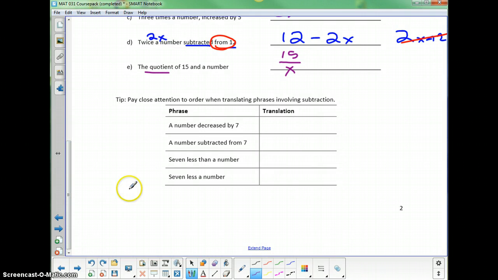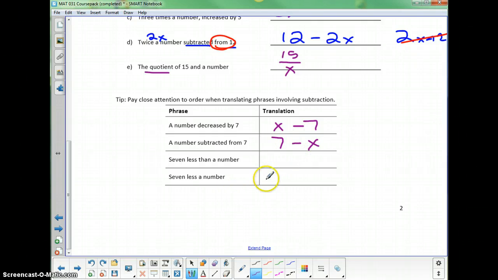Alright. These are a couple more things with that subtraction because the order in subtraction is really tricky. All of these examples deal with the number 7 and a variable, so I'm going to use x for the number part. A number decreased by 7. I'm going to take my number x and decrease it by 7, take 7 away from it. A number subtracted from 7. There's that from again. So I've got 7 minus x.